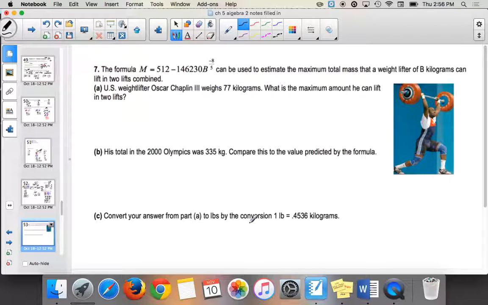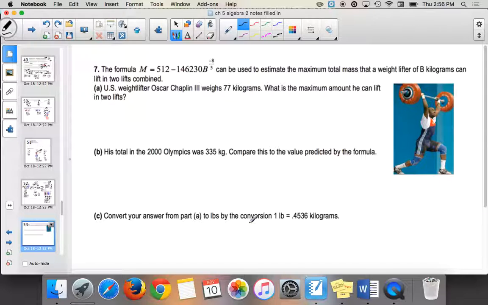So part A says U.S. weightlifter Oscar Chaplin III weighs 77 kilograms. That's not 77 pounds. I know you guys are not very good with the metric system, but that's not. I don't know. What is it? Do we know pounds? Those of you that know your weight in kilograms, how many kilograms are you? Oh, you're doing the conversion. How many kilograms are you? 46. You're 46. 56. So it's like 1.5 Christines. That's how big he is.